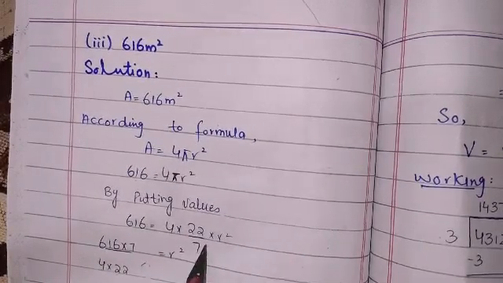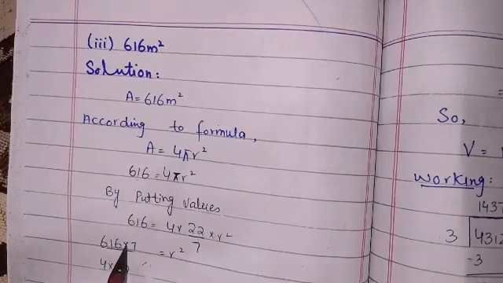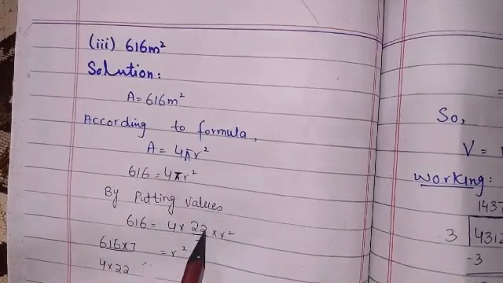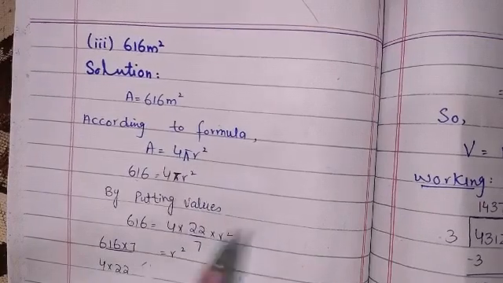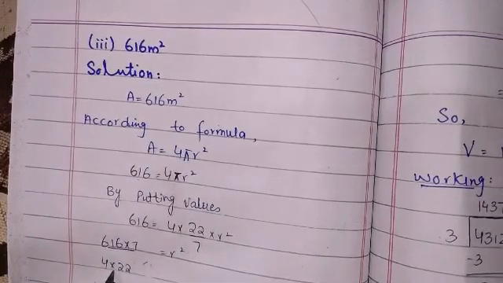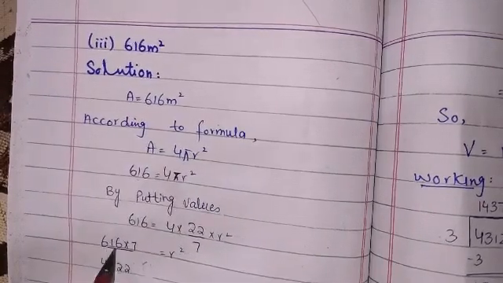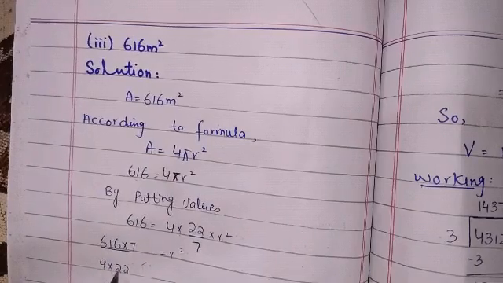Students, as you can see that 7 is dividing. On the other side, it will multiply with 616, and 4 and 22 both are multiplying with r square. On the other hand, they will divide with the number. So we will write 616 into 7 over 4 into 22 is equal to r square.